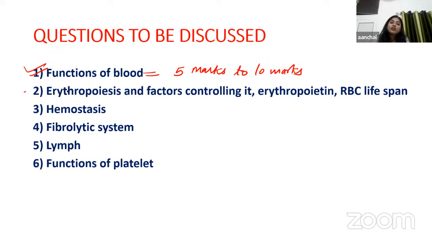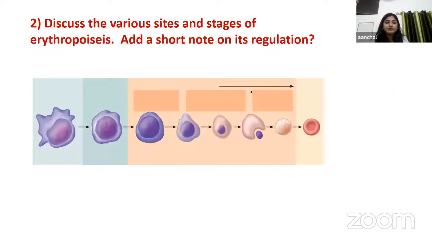Okay. Now, next we have erythropoiesis and factors controlling it, and also the role of erythropoietin and RBC lifespan. So these are the various stages of erythropoiesis, and we also need to write a short note on its regulation, right? So understanding erythropoiesis. What is erythropoiesis? Erythro means RBC and poiesis means formation. So erythropoiesis means formation of RBC, right? So first you have to describe what erythropoiesis is. Erythropoiesis is the formation of RBCs, right?